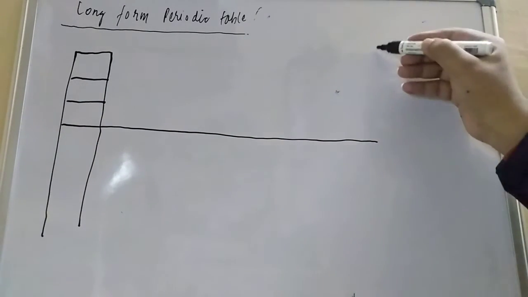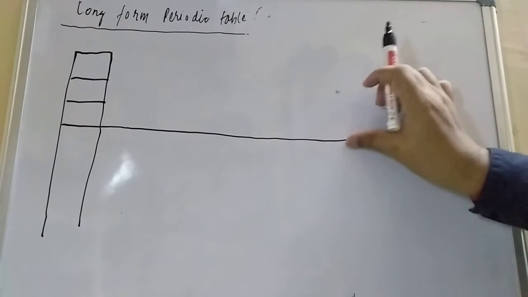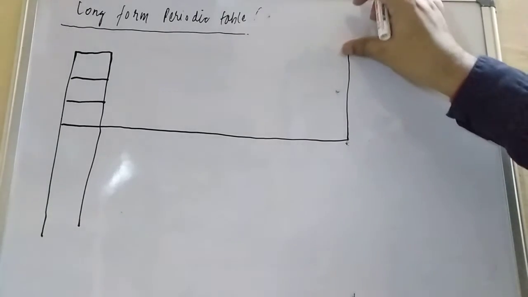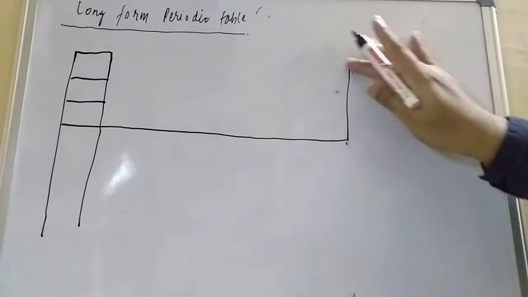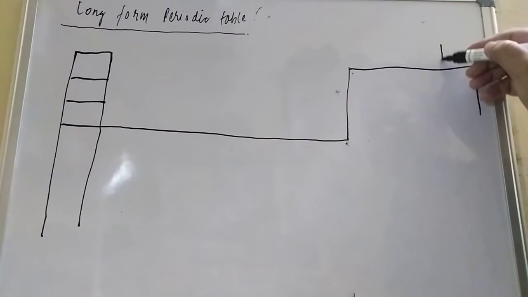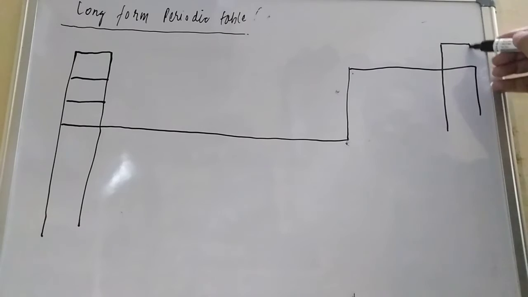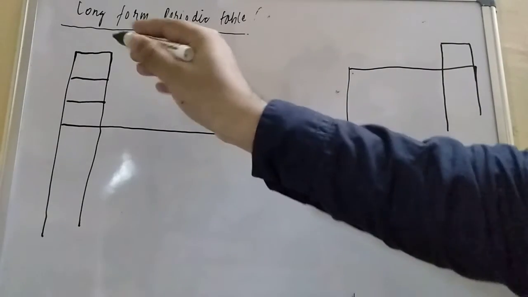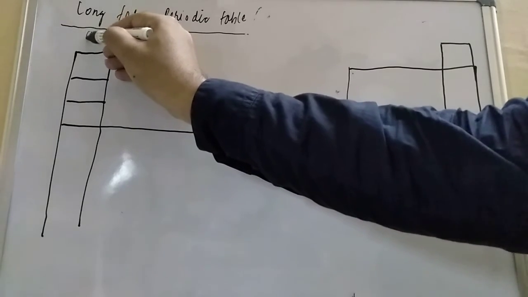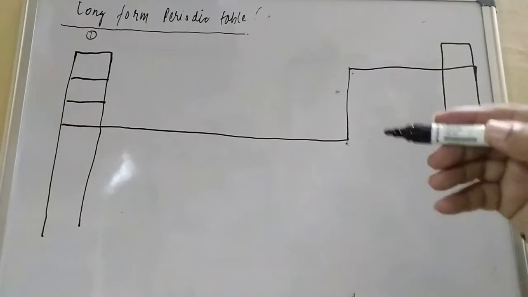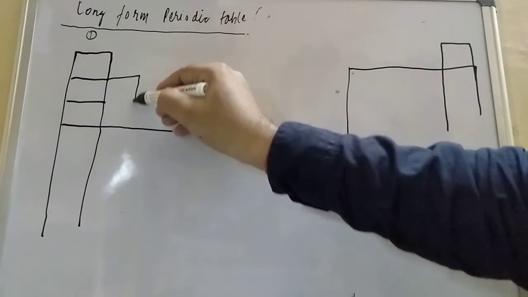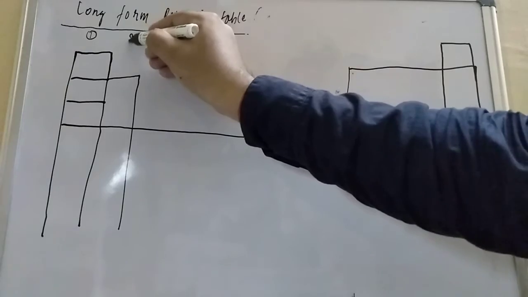And the second and third periods, I told you, have 8 elements each present, students. So let us see how we will be able to draw. This is group number 1. When you talk about group number 1, it is here. And this will come as group number 2.